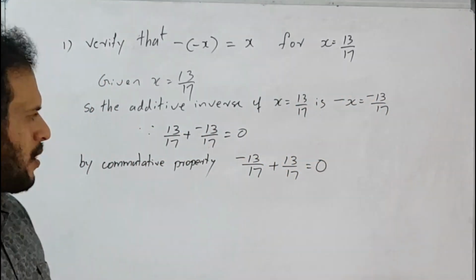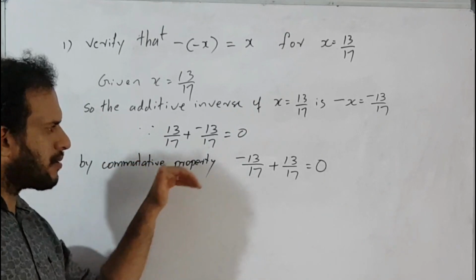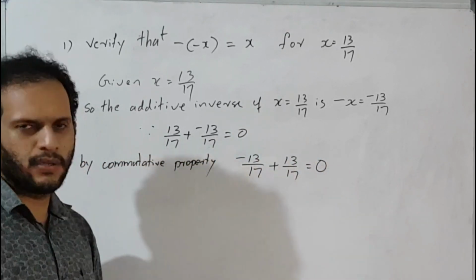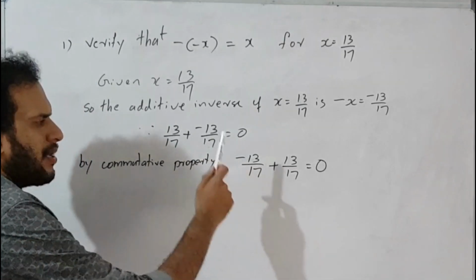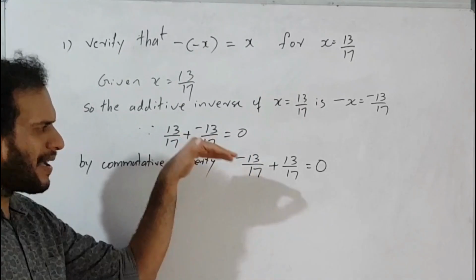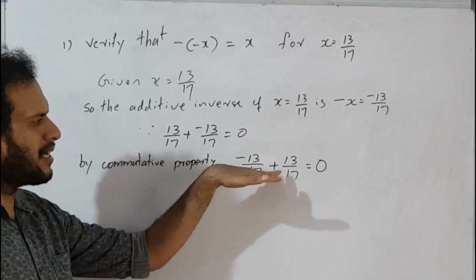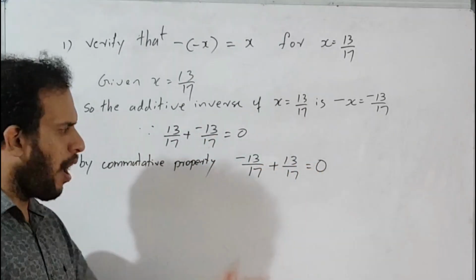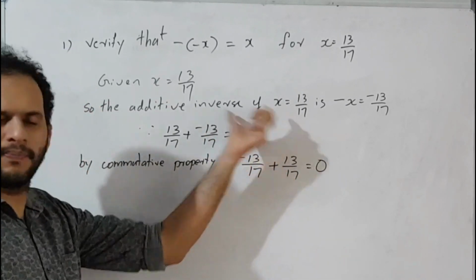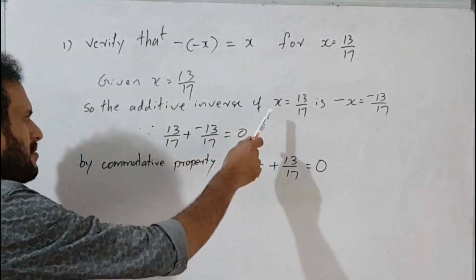Okay, so now we wrote it like this: minus 13 by 17 plus 13 by 17 is equal to 0. Minus 13 by 17 is first, 13 by 17 is second. Then minus 13 by 17 plus 13 by 17 is equal to 0. How do we convert this idea into a statement like this?